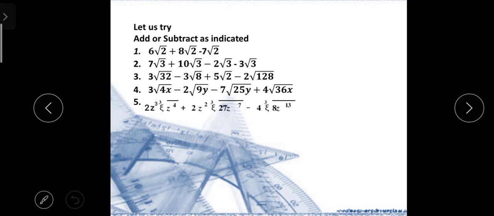So that is for number 1. Let's have number 2. 7 square root of 3 plus 10 square root of 3 minus 2 square root of 3 minus 3 square root of 3. So as we can see, pare-pareho siyang square root of 3. So pwede natin siyang i-simplify. So pagsasama-samahin lang natin yung mga malalaking number. So square root of 3. And then, yung mga nasa labas na number, positive 7, positive 10, negative 2, and negative 3.